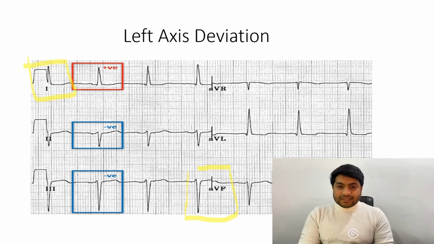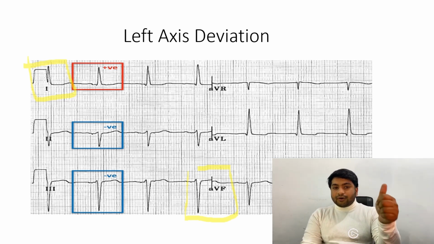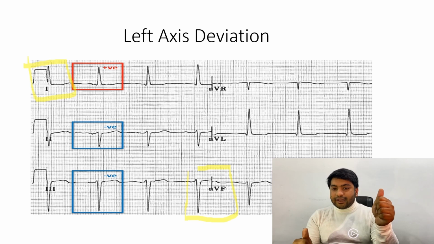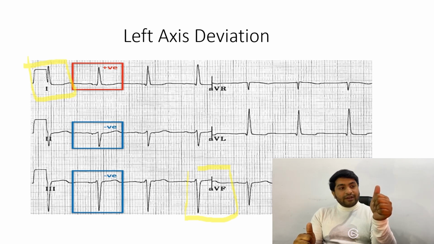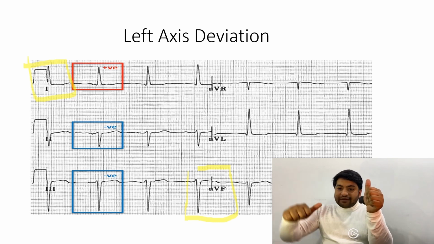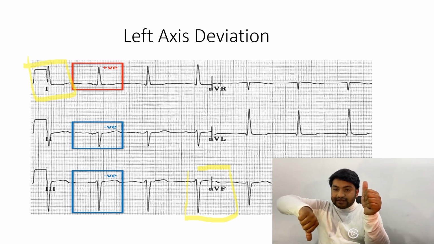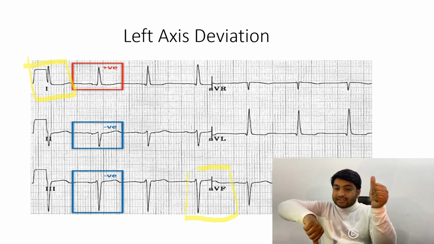So if we hold this ECG paper in our hands, our left thumb would be on lead 1 and our right thumb would be on lead AVF. So if lead 1 is positively deflected, we keep this left thumb up, and AVF is negatively deflected. We will take the thumb that is pointing upwards as the axis. Since it's my left thumb, there is left axis deviation.